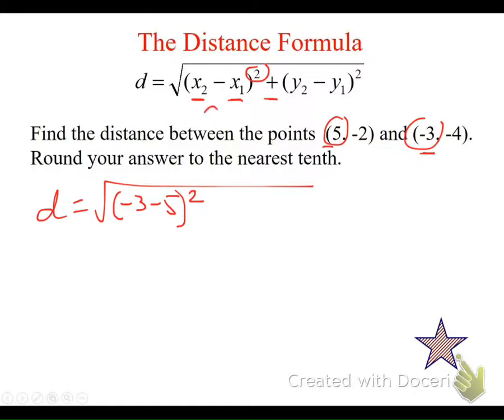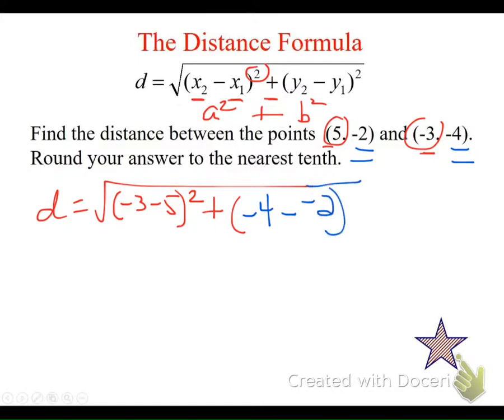Plus, because it's really a squared plus b squared, same as the Pythagorean theorem, plus, subtract your y's, negative 2 minus negative 4, or negative 4 minus negative 2. It doesn't actually matter. Negative 4 minus negative 2. And you've got to remember to square it. Now these two negatives right here, people forget that minus a negative. So make sure you always write minus inside parentheses, but a plus in between. There's always a minus in between. Okay? All right, now simplify that.